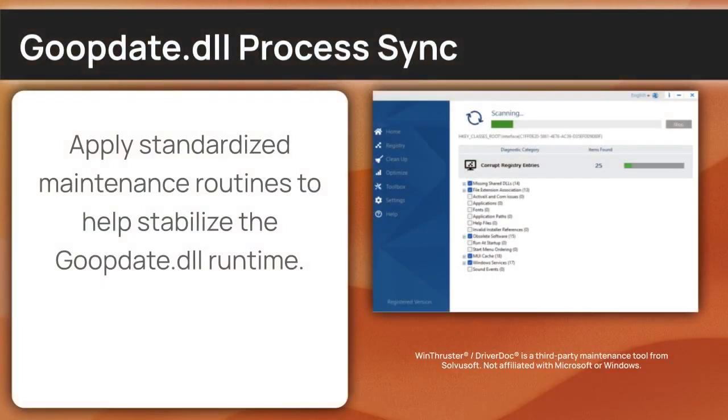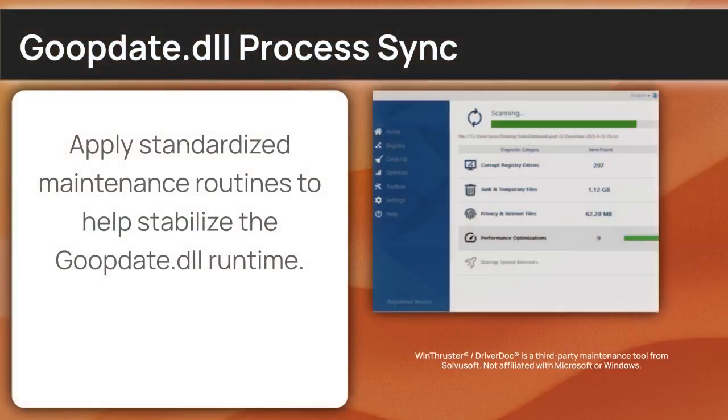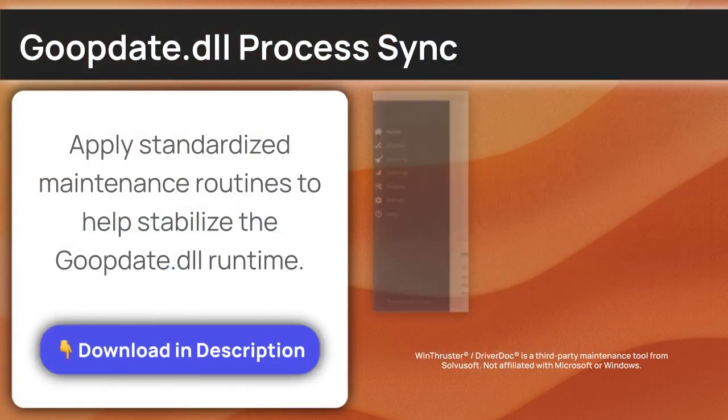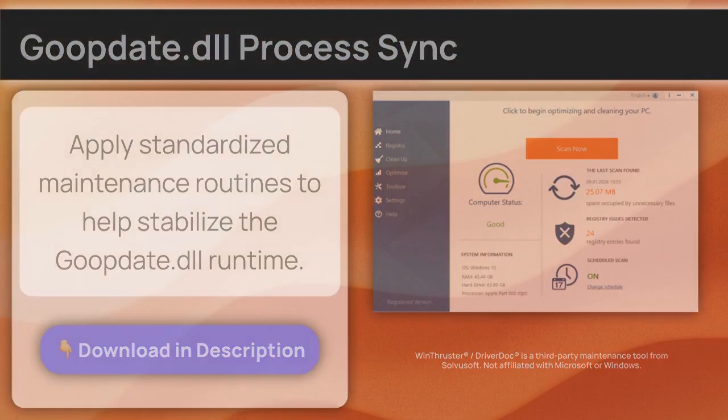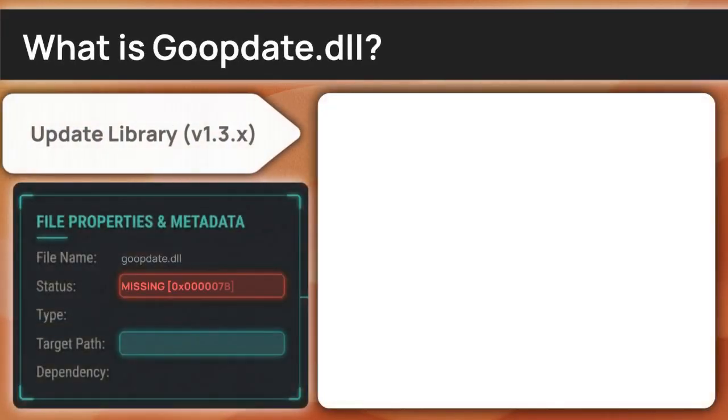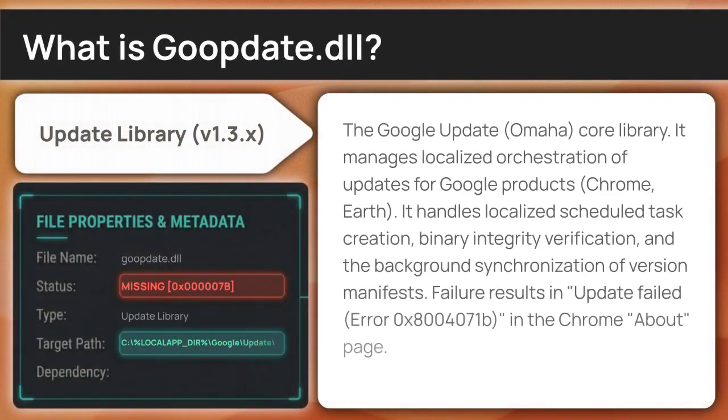To start our troubleshooting for Goopdate Library, you can follow my manual steps or use a utility for a clean environment review. This is the Goopdate Library, the Google Update Omaha core library. It manages localized orchestration of updates for Google products, Chrome, Earth. It handles localized scheduled task creation, binary integrity verification, and the background synchronization of version manifests.